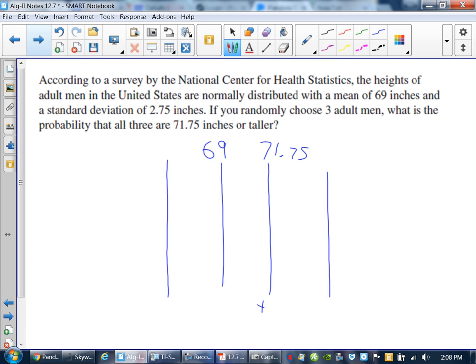So here's +1. +2 would be 74.5. +3 would be at 77.25. If I add another 2 3/4, we get 77.25.